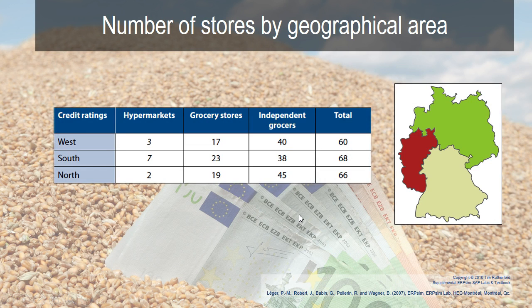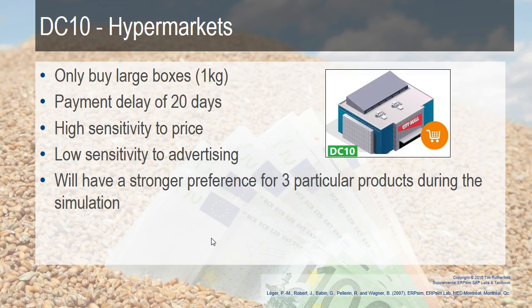You're selling your muesli to various grocery stores across the German market. There's the north, there's the west, and the south. There are three different distribution channels that are across all of Germany. And you can see one of these, the hypermarkets. There are three in the west, seven in the south, and two in the north. And you can see the distribution for each one of these as well. Each of the hypermarkets has a different way of approaching things.